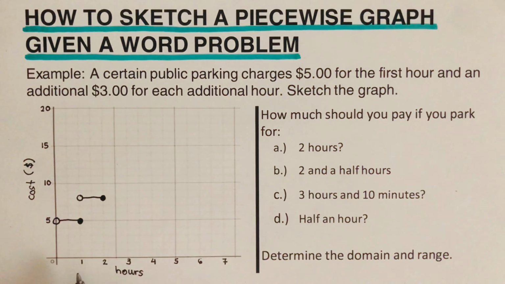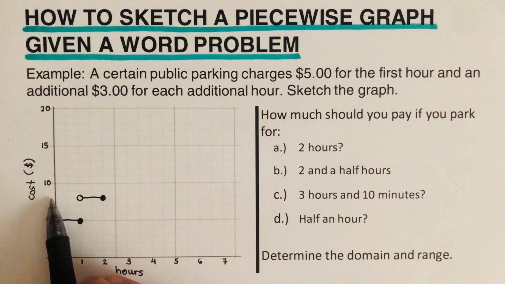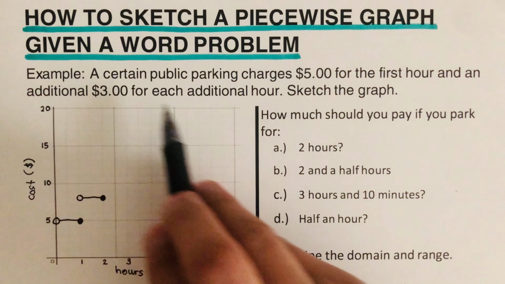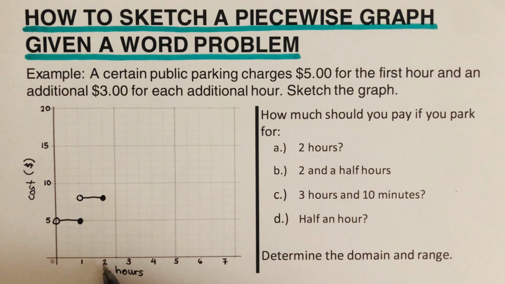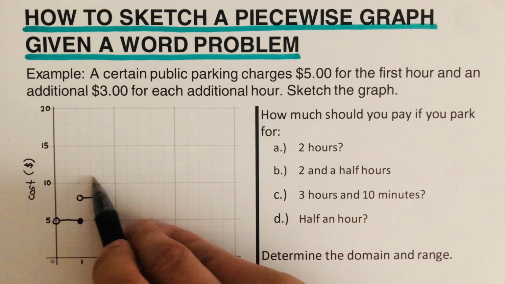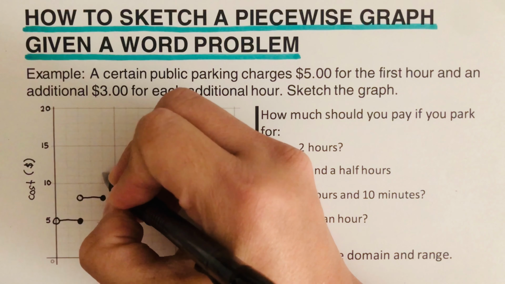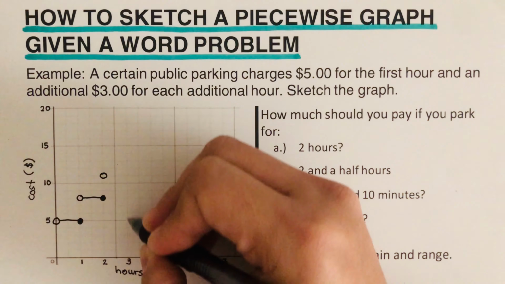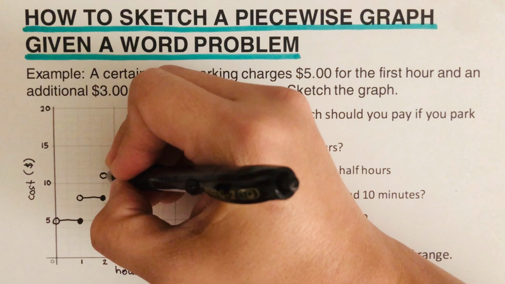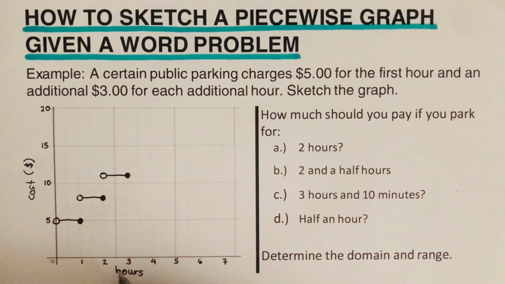So what this means is that for the first hour, the charge was $5 and not 8. But after an hour and 10 minutes, the charge is already 8. Now, it says that it's going to be an additional $3 for every hour. So on the second hour, that's going to be 8, 9, 10, 11. It's going to be $11 and it's going to be an open circle. And then up to the third hour, it's going to be $11 from the second hour to the third hour.